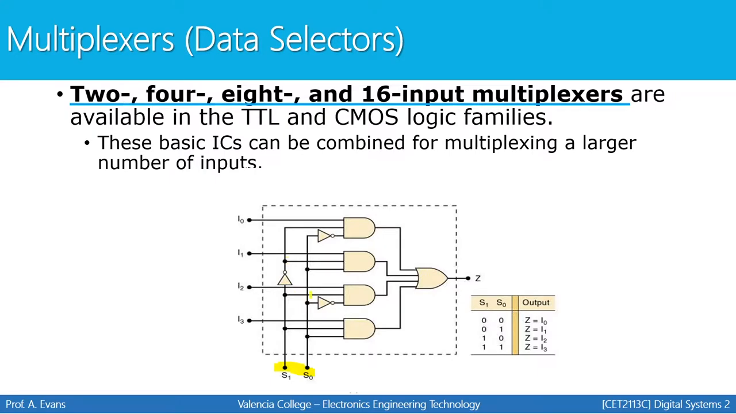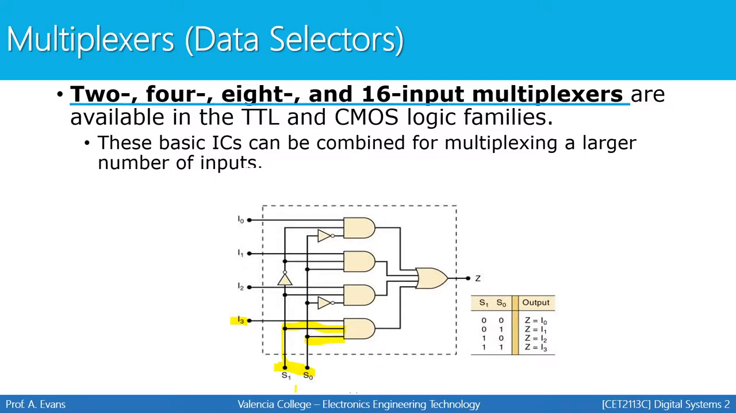So let's say, for example, that S1 and S0 were both a 1. So we'd have a 1 here. We'd have a 1 here. And then the output of this AND gate would be controlled by I3. If I3 was a 1, a 1 would pass. If I3 was a 0, a 0 would pass.